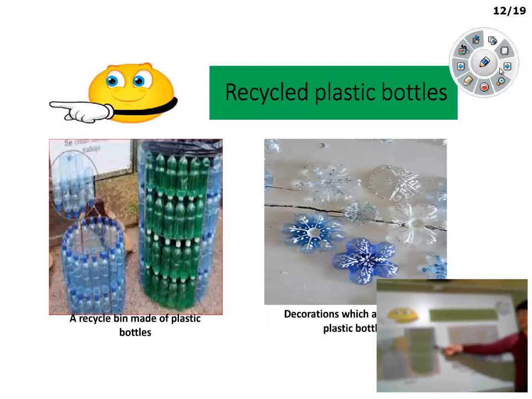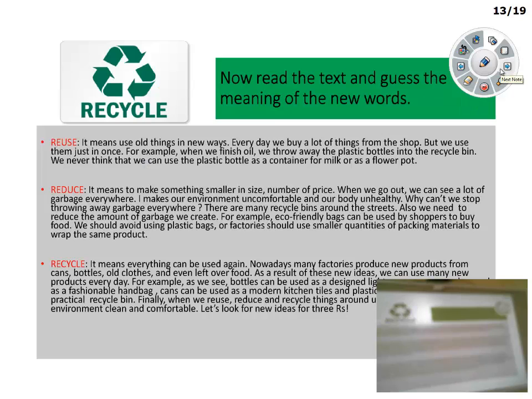This is the recycle bin, which is made of old plastic bottles, and these are the Christmas decorations, which are made of plastic bottles. So you can make many things of old and used things. Now please read this text and guess the meaning of the new words. Please look at this logo. This is the logo of recycling, and we can reuse, reduce and recycle. Now please read the text carefully and try to understand the meaning.